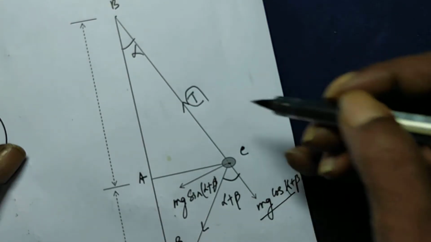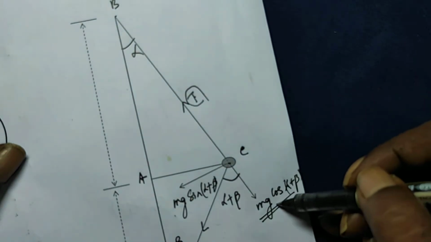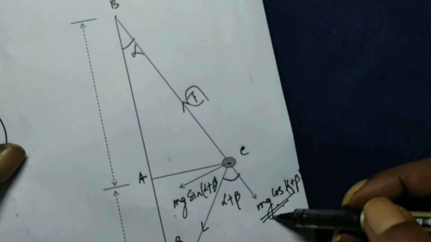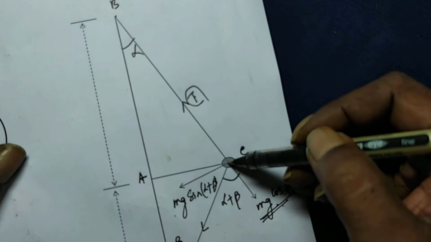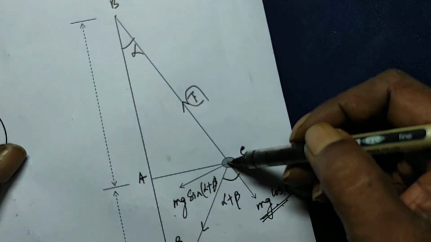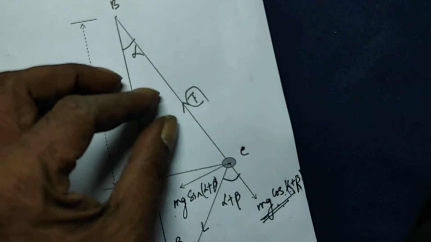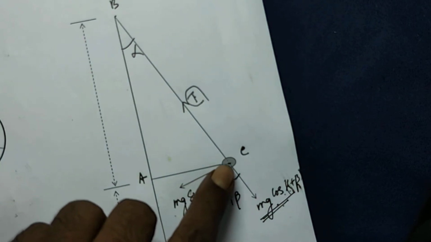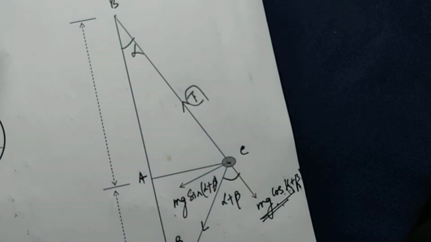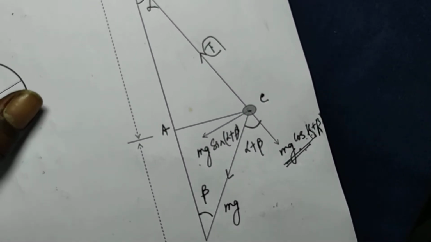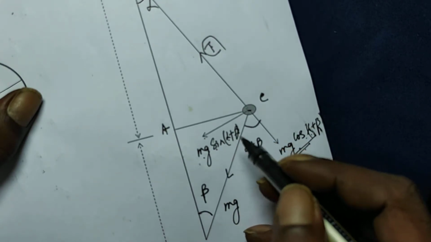So T is equal to this. T balances this. Now, if T is more than this, then the bob will move to this side. If mg cos(alpha plus beta) is more than T, then the length of the string will be stretched to this side, meaning the length will increase. Since the length of the string is neither increasing nor decreasing, and the bob is not moving to this side, T balances mg times cos(alpha plus beta). So the only unbalanced force is this one, mg times sin(alpha plus beta).